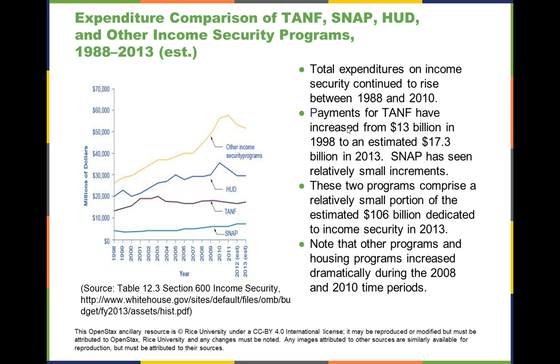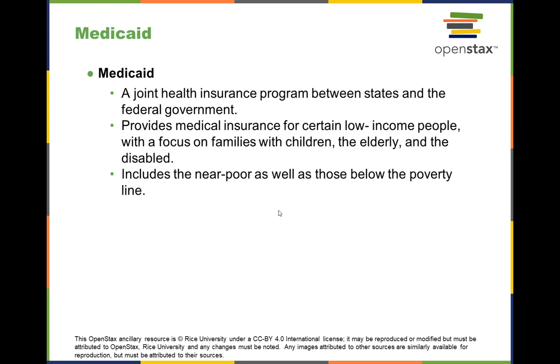Payments for TANF have increased from $13 billion in 1998 to an estimated $17.3 billion in 2013. SNAP has seen relatively small increments. These two programs comprise a relatively small portion of the estimated $106 billion dedicated to income security in 2013. Note that other programs and housing programs increased dramatically during the 2008 to 2010 time period, once again because they were more impacted by the Great Recession.